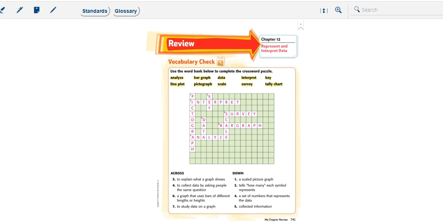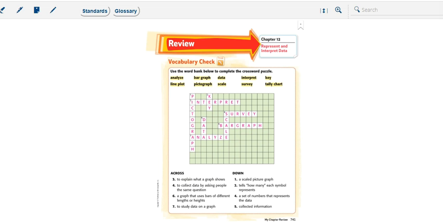Now, the first one, number 3 across. To explain what a graph shows is to interpret. Number 4 across. To collect data by asking people the same question is to survey. Number 6. A graph that uses bars of different lengths or heights is a bar graph. Number 7. To study data on a graph is to analyze.